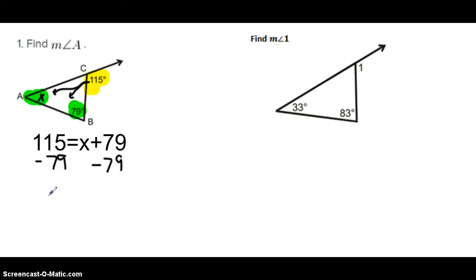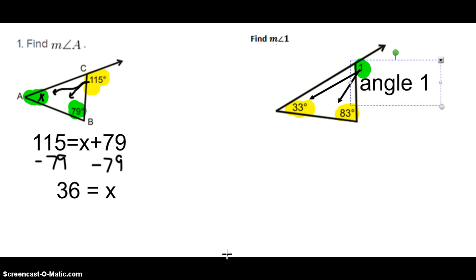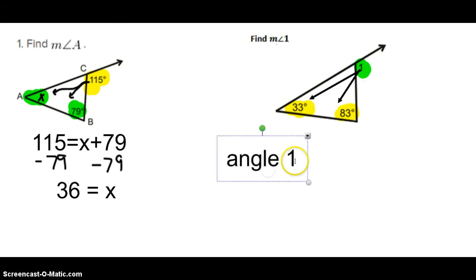And so I'm left with 36. And so the measure of angle A is 36. Over on the right side, again, we've got an exterior angle. And we know that it is going to be equal to the two interiors across from it. And so again, I can kind of draw arrows across to those interior angles. So the measure of angle 1, let's call it angle 1, is going to be equal to 33 plus 83.